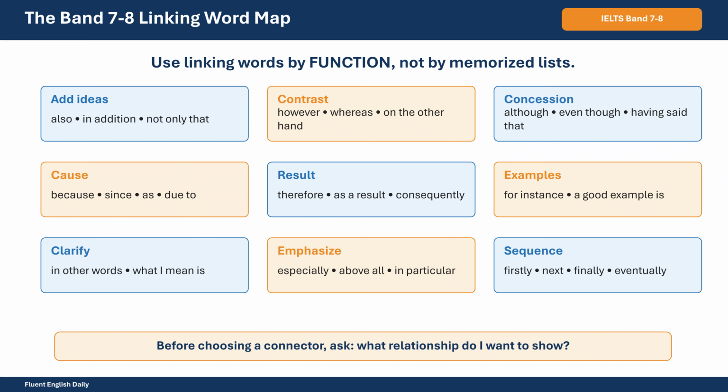For causes, we commonly use because, since, as, or due to. For results, we can use therefore, as a result, or consequently. To introduce examples, use for instance, or a good example is. To clarify an idea, use in other words, or what I mean is. Before choosing a connector, ask yourself one question. What relationship do I want to show? Once the relationship is clear, choosing the correct expression becomes much easier.